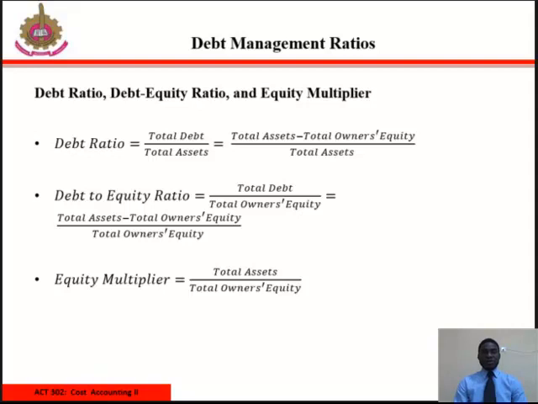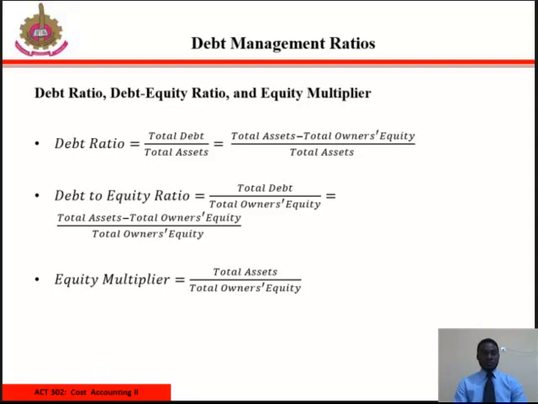The debt management ratio. Debt management ratio attempts to measure the firm's use of financial leverage and ability to avoid financial distress in the long run. This ratio is also known as long-term solvency ratio.